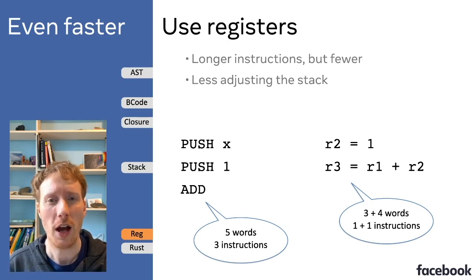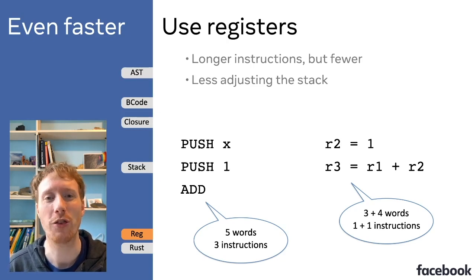However, the R2 equals 1 can certainly be done outside the loop, so now the registers can be a single instruction that is even smaller than the stack instructions. So fewer instructions, longer instructions, more opportunity for optimization and emitting less instructions, and that brings us down to much closer to the performance of the Rust.